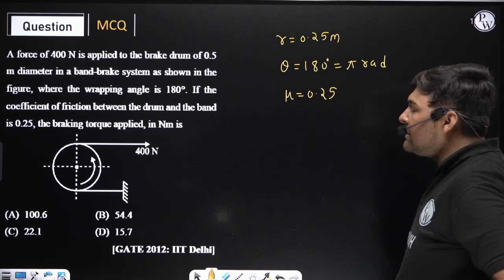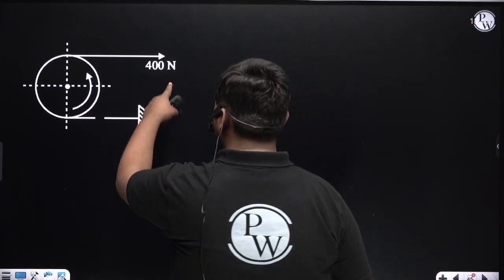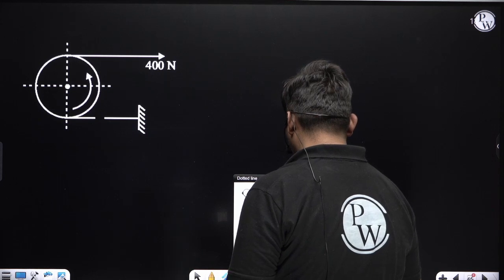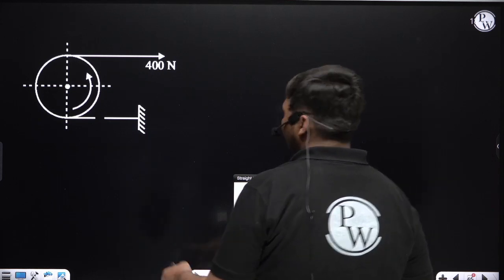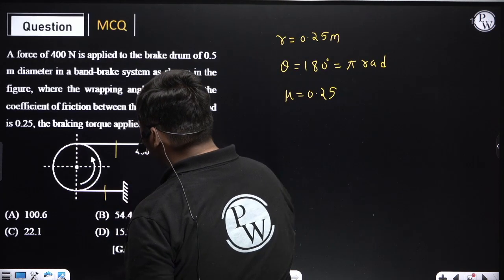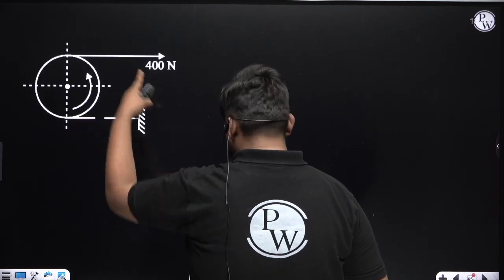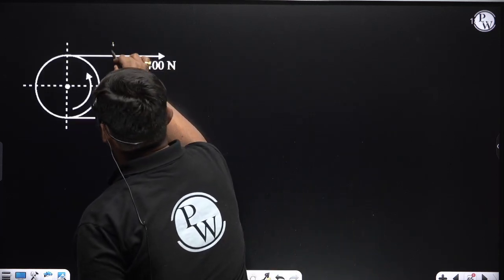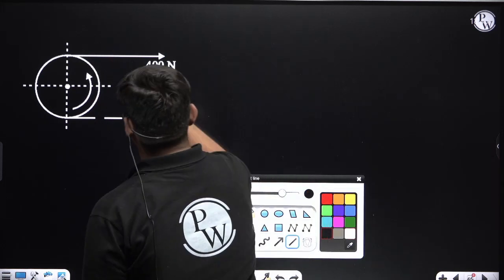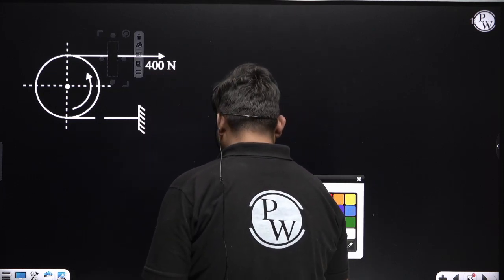Now the examiner is asking for the braking torque. This question is very simple, because here this value is directly given. Again what we will do, we will cut this band from both sides. If we cut from this side, the diagram will be like this. If we cut from this side, the diagram will be like this. So we have cut this band from both sides.